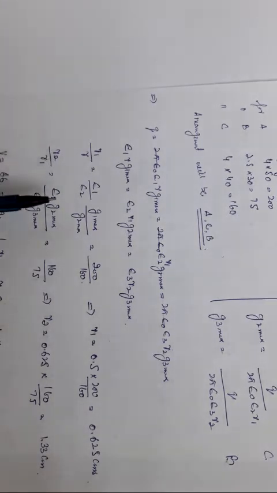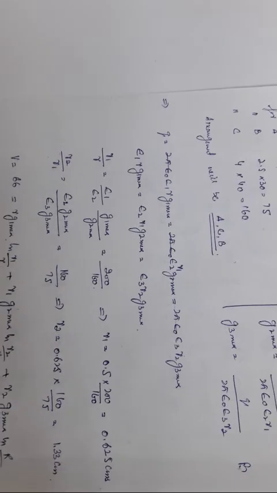Similarly, R2 by R1 is given by E2 G2 max by E3 G3 max, it is 160 by 75. That is, R2 is equal to 0.625 into 160 by 75, which is equal to 1.33 centimeter.